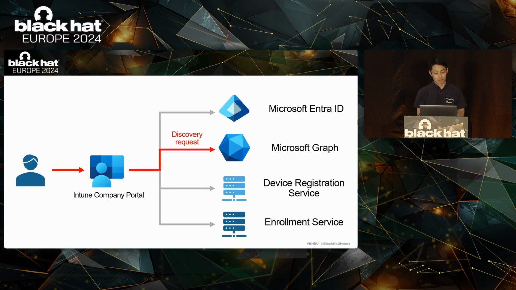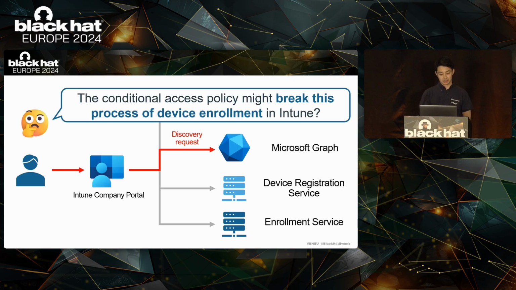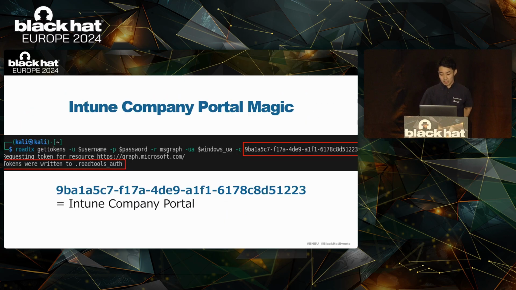However, getting back to the device enrollment process, the Intune application first needs to log in and make an API call to Microsoft Graph, right? So if the conditional access policy requires a compliant device, then this might break the enrollment process because the device is not marked as compliant before the device enrollment. So I checked to see if the access can be blocked by the policy. And I found out that actually the access is not blocked by the policy.